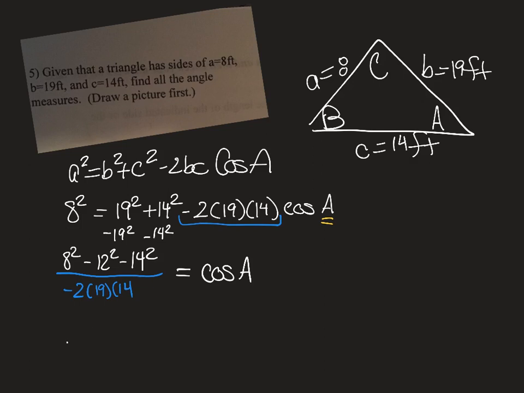What I'm boxing in yellow right here, I'm going to type this in my calculator just the way it's written. I'm going to press Control and then the divide symbol, and it's going to make that fraction thing appear on my calculator. I'm going to type 8 squared minus 12 squared minus 14 squared, and then don't forget this negative sign right here in the front, and then I will help you with the next step.